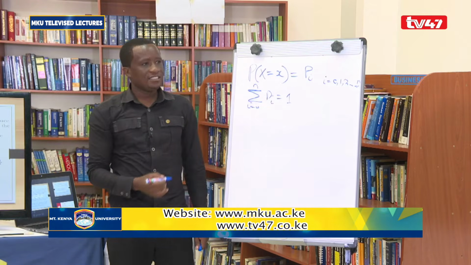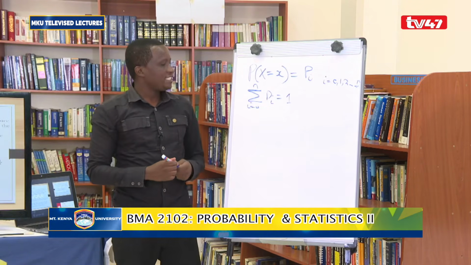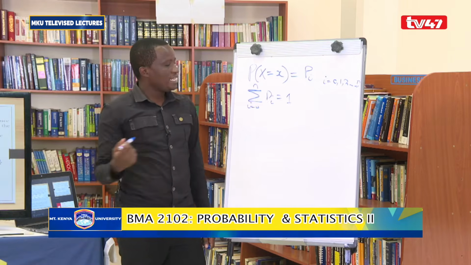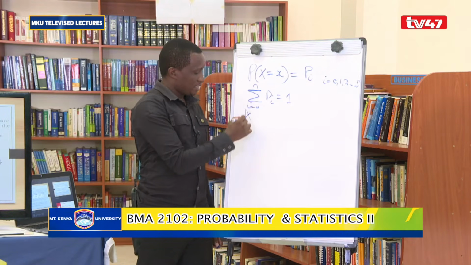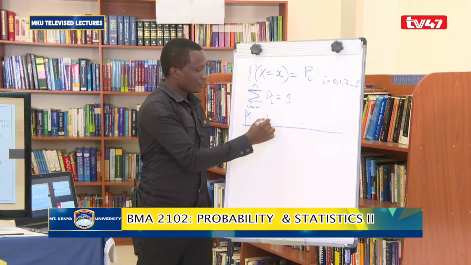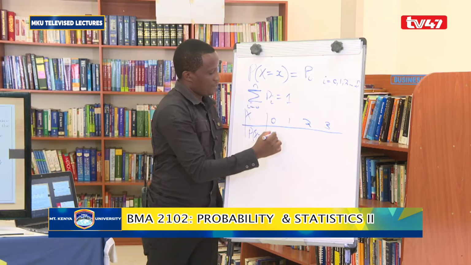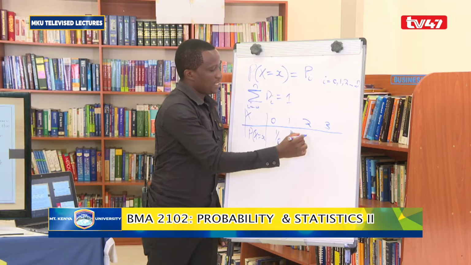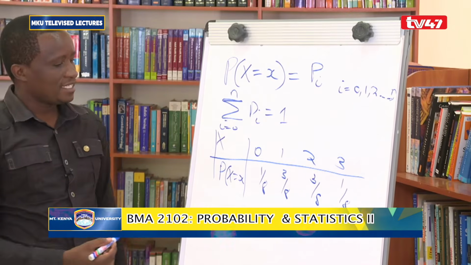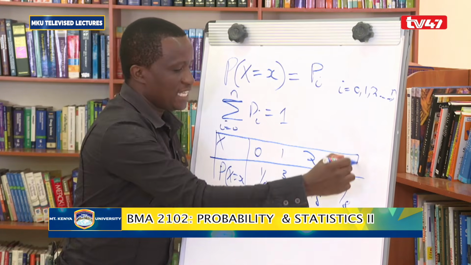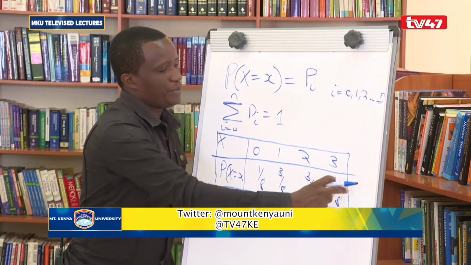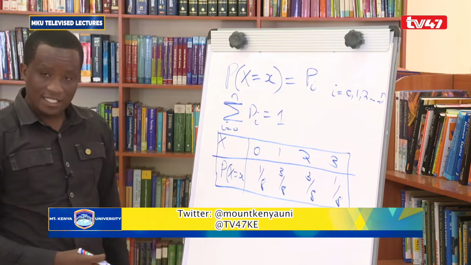At any given case, if you have a probability distribution function, this has to hold for all random variables. So in our case there, we have x, and then the corresponding probabilities of x. We have 0, 1, 2, and 3, and we have 1 over 8, 3 over 8, 3 over 8, and 1 over 8. Then for us to satisfy that this table represents a PMF, we need to show that if we add all these probabilities corresponding to these observations of x, they add up to 1.